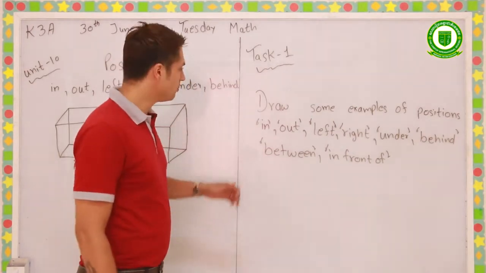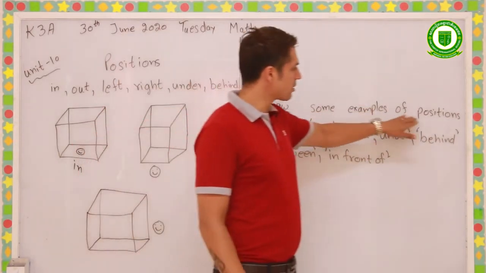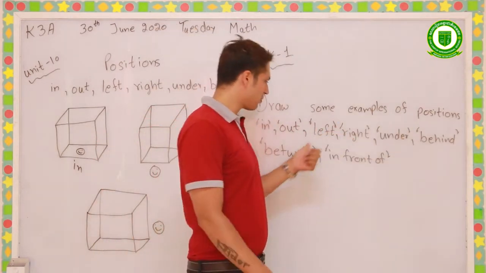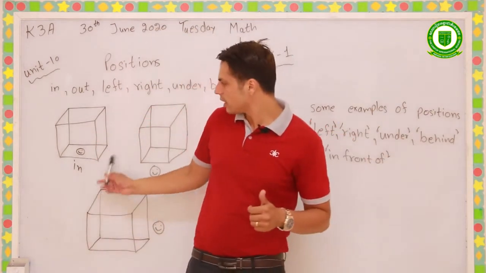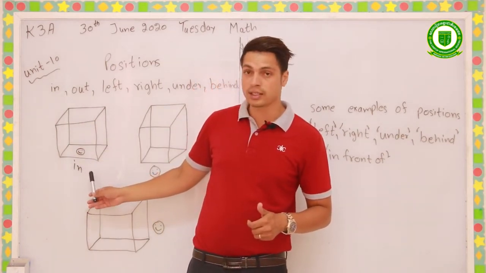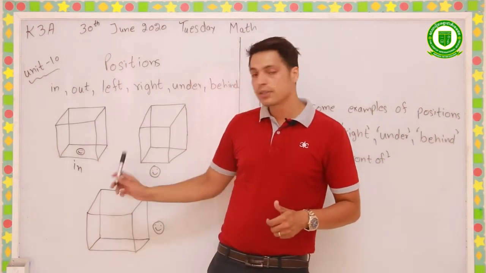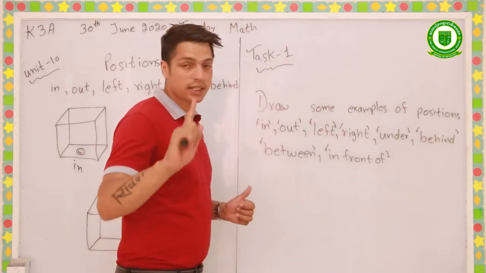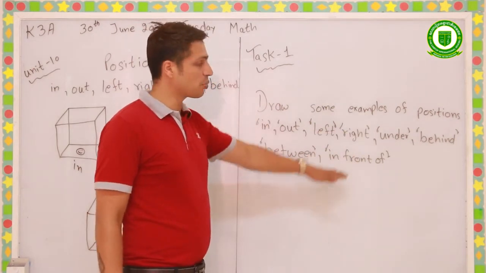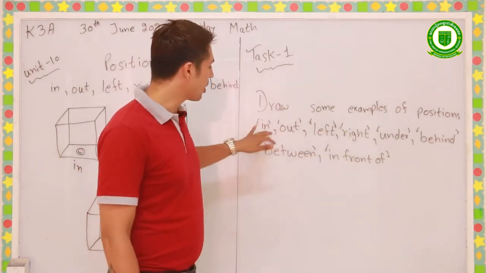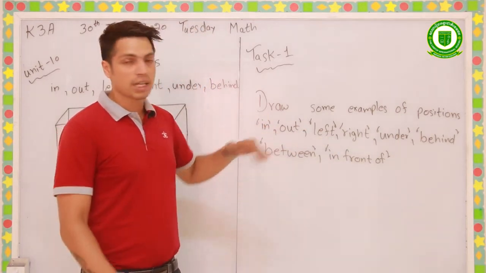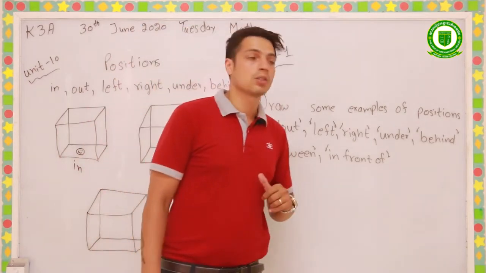So your task 1. Draw some examples of positions: in, out, left, right, under, behind, between, in front of. As you can see, I drew one example, 3 examples here. I want you to draw at least one example for each and every position here. So this is your task 1.